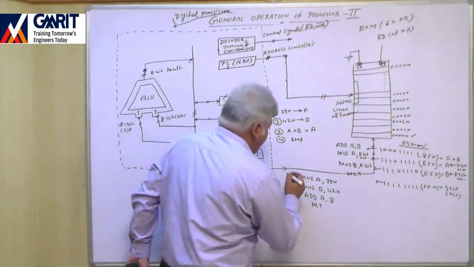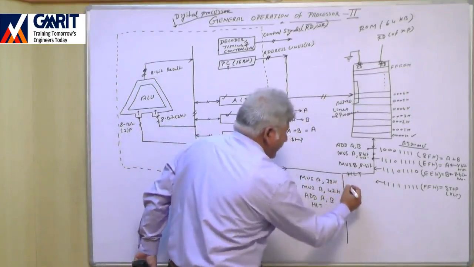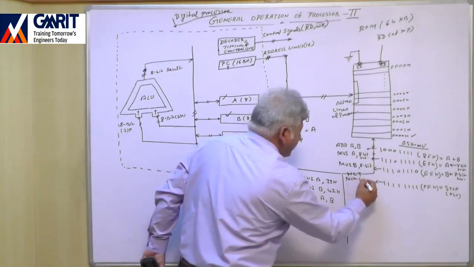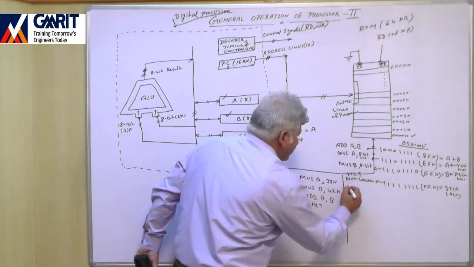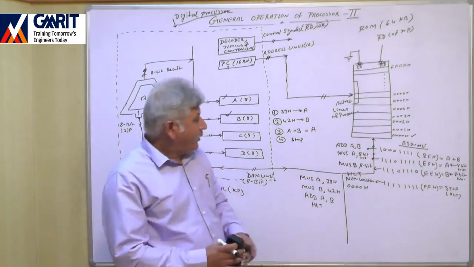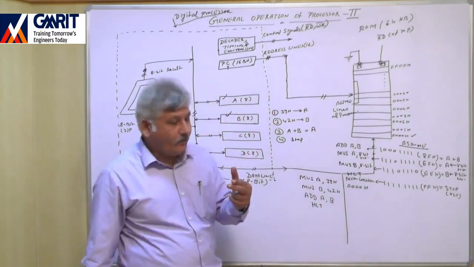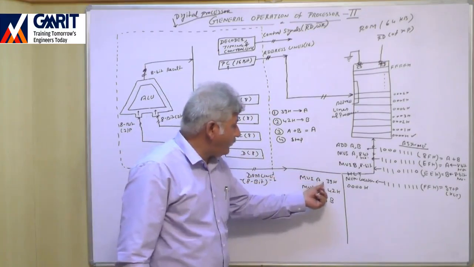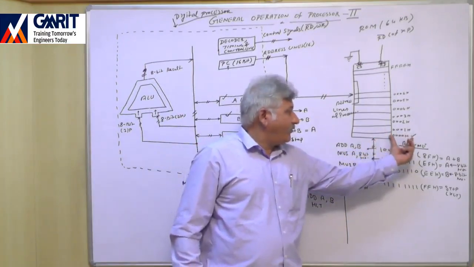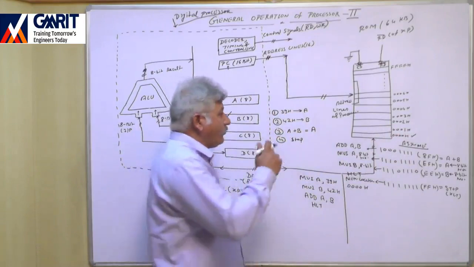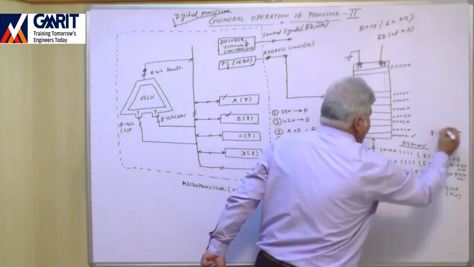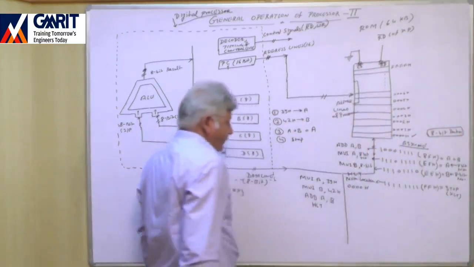I will write here memory location 0000H. This is the first memory location. Now at this location we will write our first instruction. What is our first instruction? MVI A, 39H. Now we know that at one location we can store only 8-bit data. Only 8-bit data can be stored at one location.